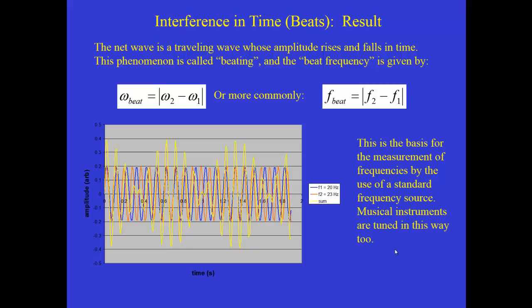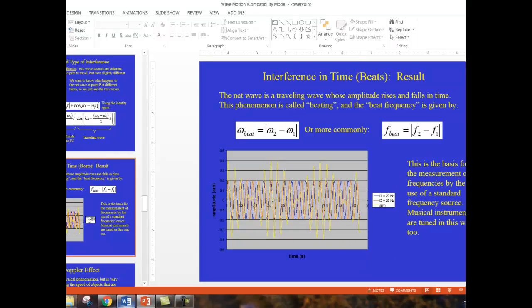And musical instruments get tuned in this way. If you have a standard sound and you're trying to tune your musical instrument so it matches that, you just adjust it. For example, with a guitar, you can adjust the tension in the string so that the beat pattern goes away. If the beat frequency disappears, so you can't hear any beats, that means that the two sources have identical frequencies.